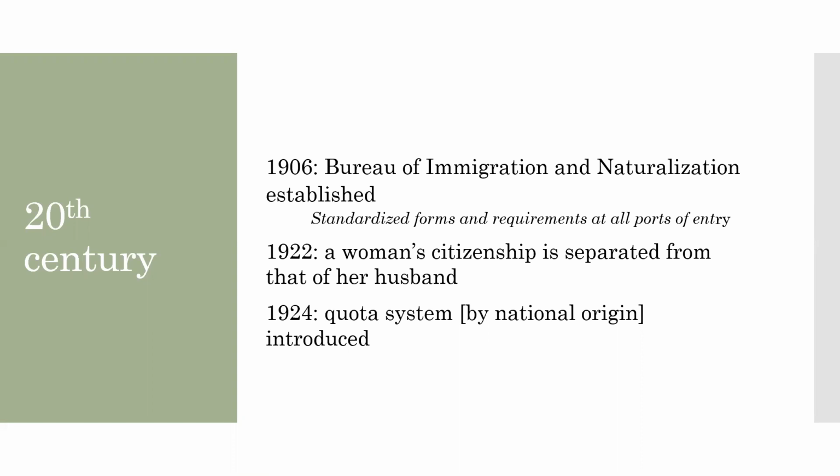And then finally, in 1924, the immigration system, in terms of allowing people in to settle here as immigrants, changed considerably with a quota system that definitely favored those coming from Northern and Western Europe. So generally, those coming from the UK would have gotten in, especially if they already had family here.